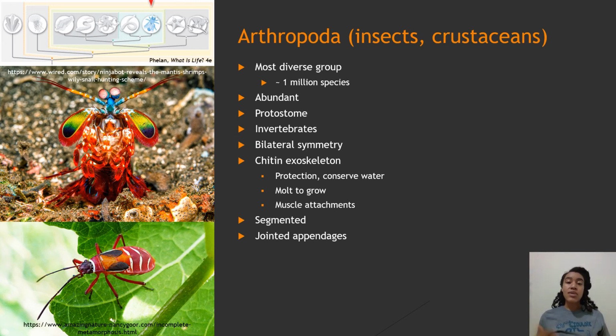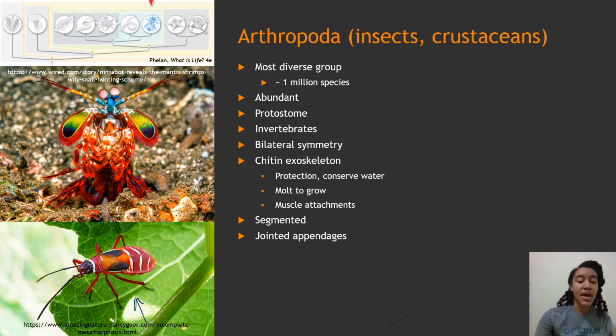Arthropods are also segmented. Some of them are more segmented than others. In millipedes and centipedes, like we'll see in the next slide, they have a lot of different segments. But even ants and things like that have various segments. They have a head, an abdomen, and a thorax, right? So those are segments. In addition to having various segments, they also have jointed appendages, and you can see that really well in this picture here of this organism.